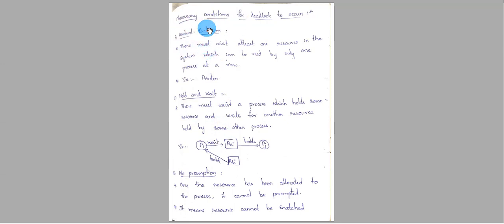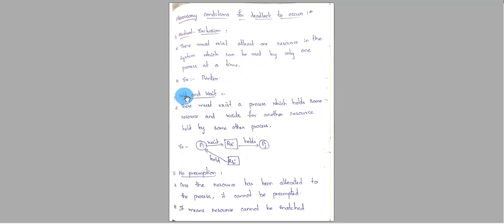First condition is mutual exclusion. In the name itself you can understand mutual exclusion. So there must exist at least one resource in the system which can be used by only one process at a time. So it is implying that there must be non-shareable resources in the system. At least one non-shareable resource should be there. For example, a non-shareable resource is a printer, right? You can't use a printer for 2-3 processes simultaneously. So there must exist at least one non-shareable resource. That is mutual exclusion.